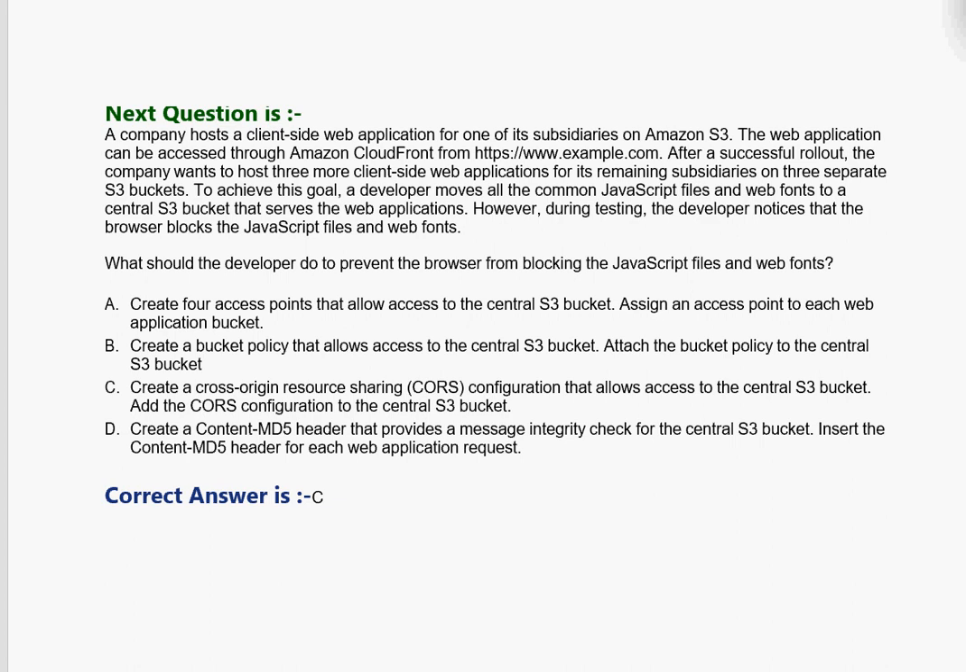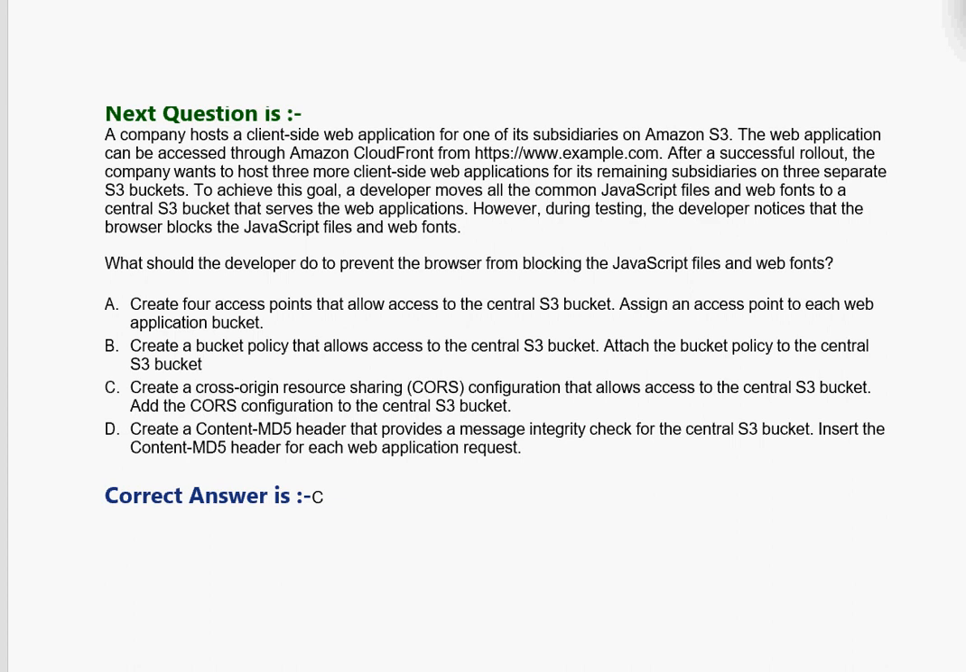Option A. Create four access points that allow access to the central S3 bucket. Assign an access point to each web application bucket. Option B. Create a bucket policy that allows access to the central S3 bucket. Attach the bucket policy to the central S3 bucket.